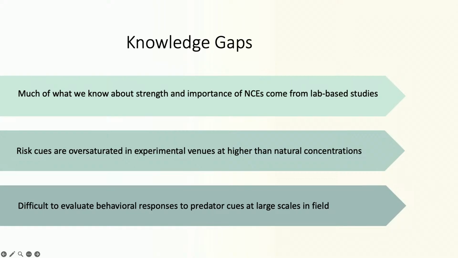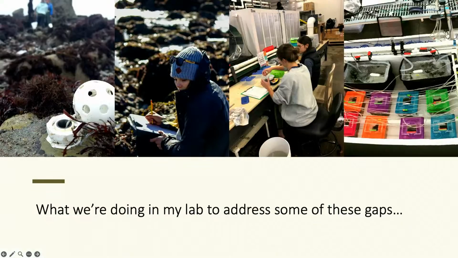Now, I'm not being critical of those experiments. I've done those experiments myself, and we've learned quite a bit about non-consumptive effects through those types of experiments. And it's actually really difficult to evaluate prey behavioral responses to predator cues out in nature, especially over large spatial scales. So we have some knowledge gaps there, because if we're oversaturating risk cues in these laboratory experiments, we might be overestimating the importance of these non-consumptive effects in these systems, right?